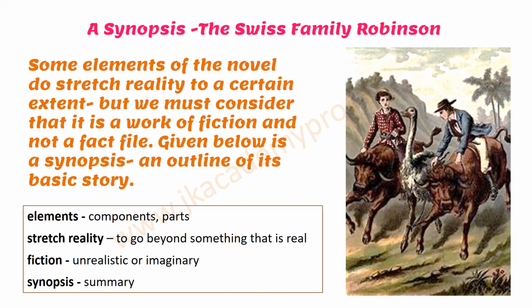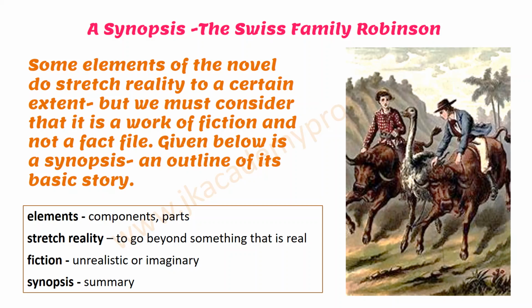Some elements of the novel do stretch reality to a certain extent. Now, elements means components or parts. So, certain things in the story of the novel do stretch reality. Stretch reality means to go beyond something that is real, so they have shown certain things that are very hard to believe can even happen in real life. So it is very hard to believe. So certain things we find that no, it cannot be possible in real life.